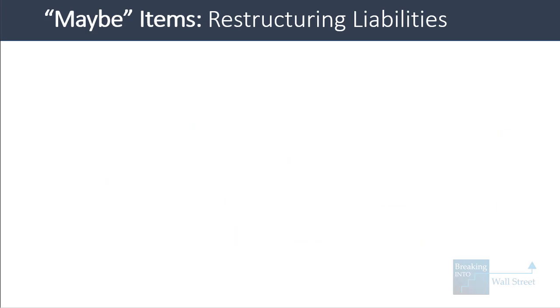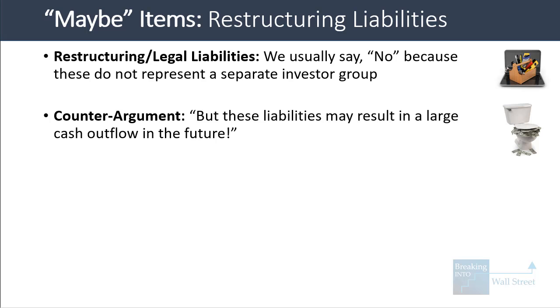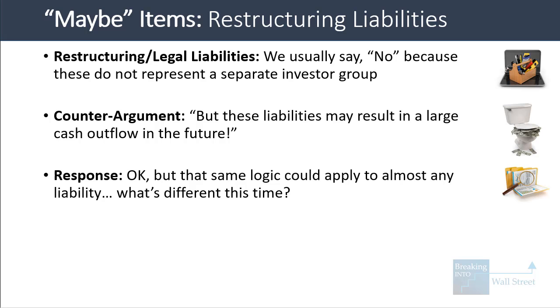The next item here is restructuring and legal liabilities. We usually say, no, you shouldn't add this because these do not really represent a separate investor group. The counter argument here is that some people will say these liabilities could result in a large cash outflow in the future, so you should add these in the calculation. The problem is that you could apply the same logic to almost any liability the company has. So what is really different with this? For example, would you add an earnout that the company has as a liability just because it may be paid out in the future to an acquired company?